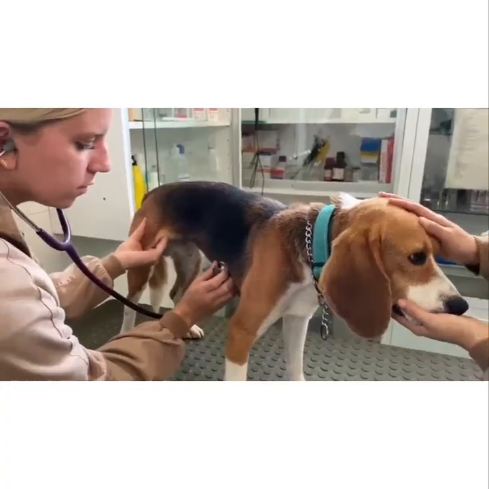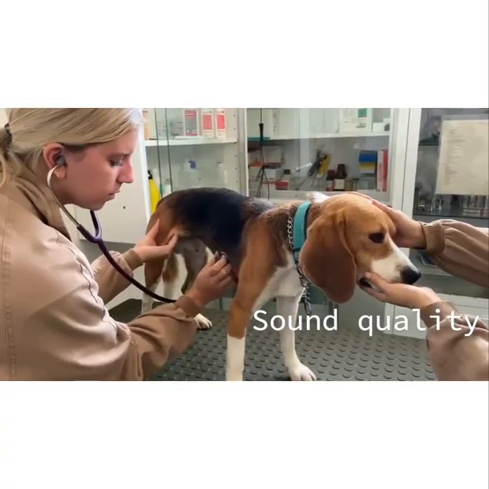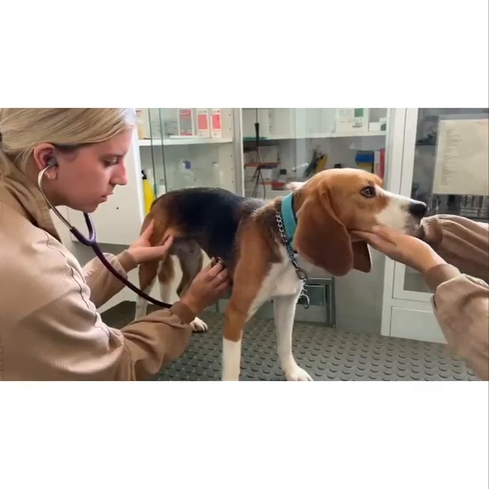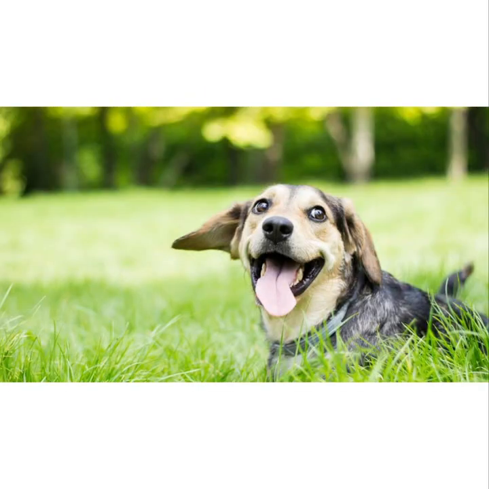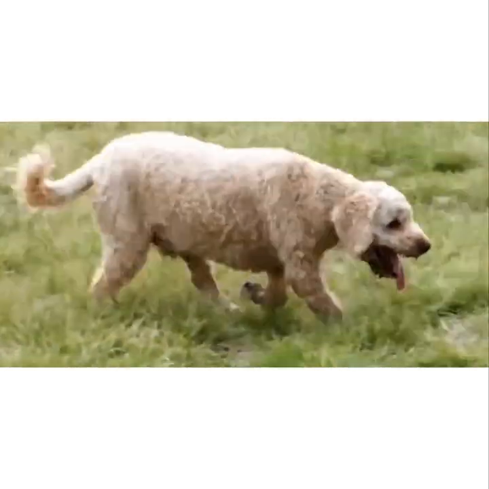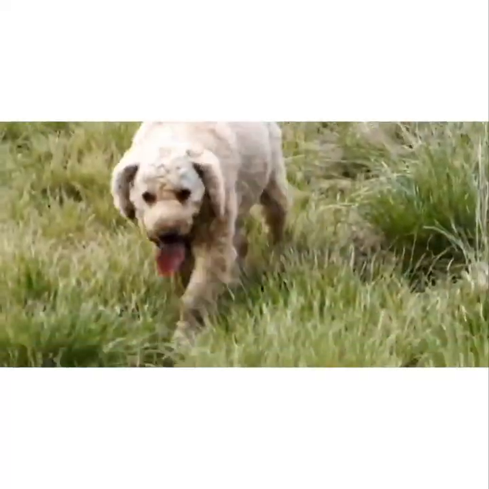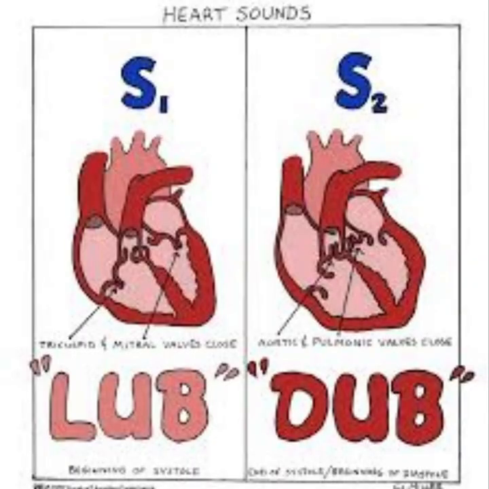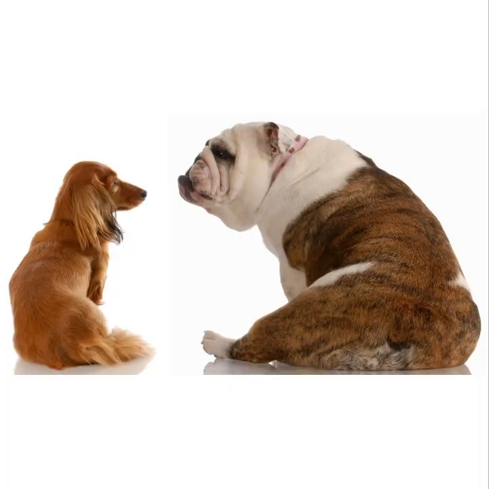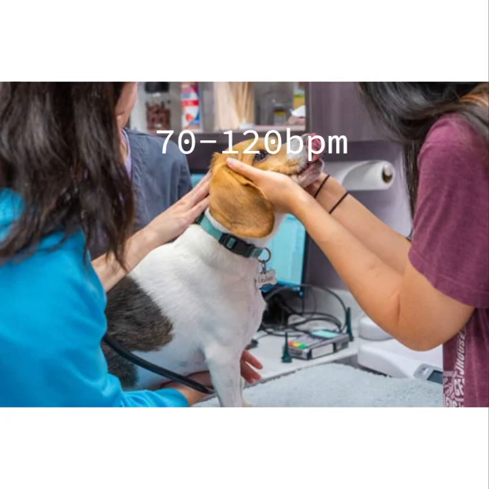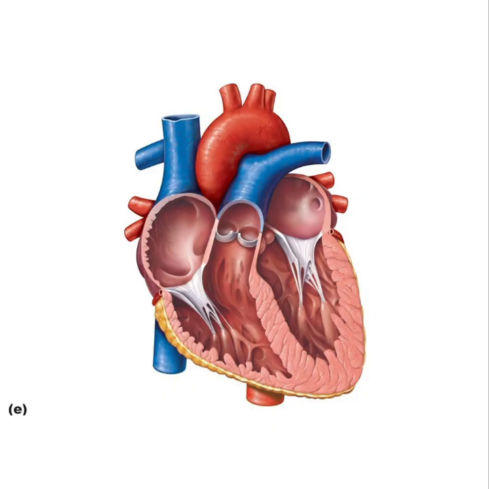When listening, note the heart rate, rhythm, and sound quality, whether the sounds are crisp and distinct, or if any extra sounds, murmurs, or irregularities are present. In a healthy dog, you should hear 2 clear, distinct heart sounds, lub-dub, with a regular rhythm and no additional sounds. The heart rate should be appropriate for the animal's size and condition, generally around 70 to 120 beats per minute in medium-sized dogs. There should be no murmurs, gallops, or arrhythmias.